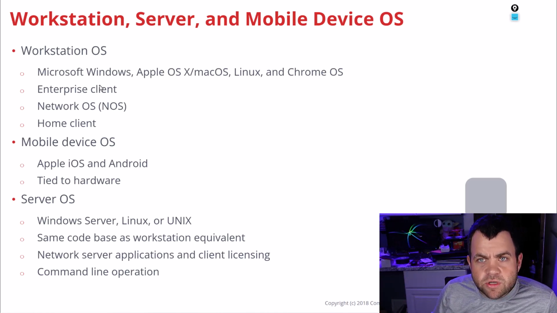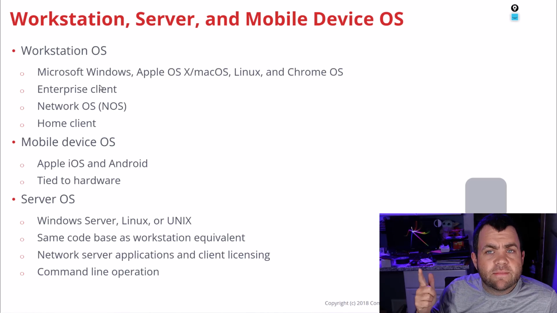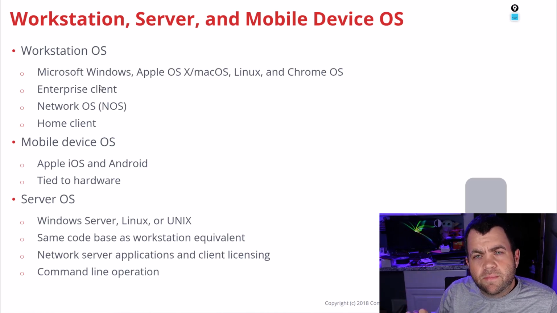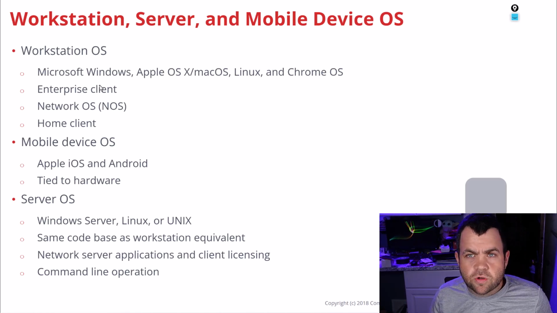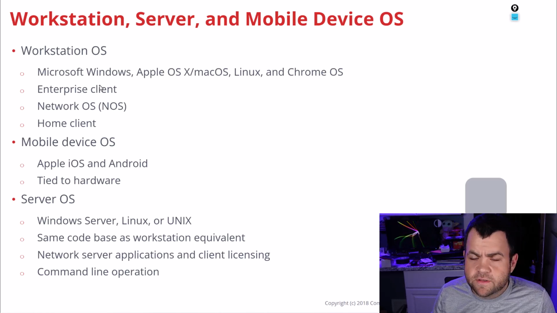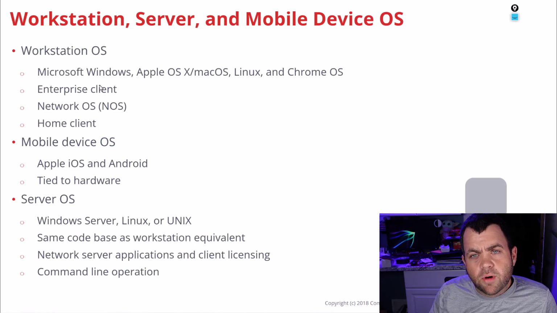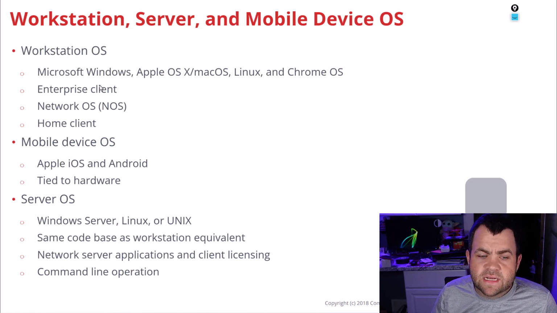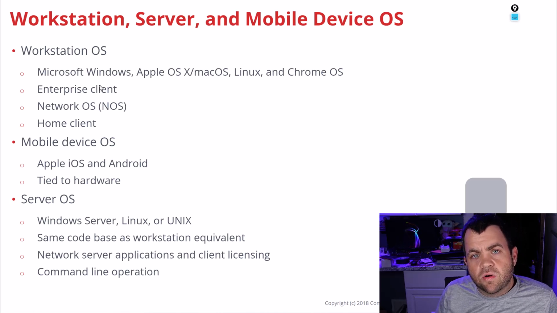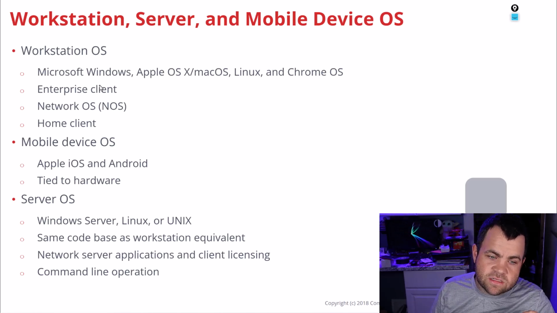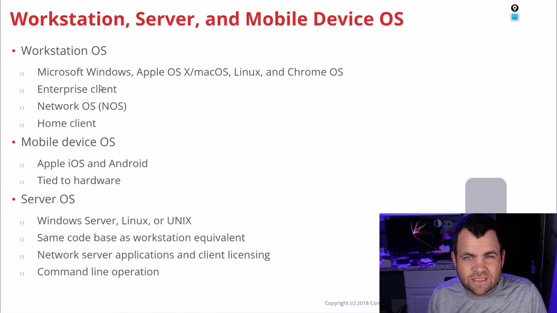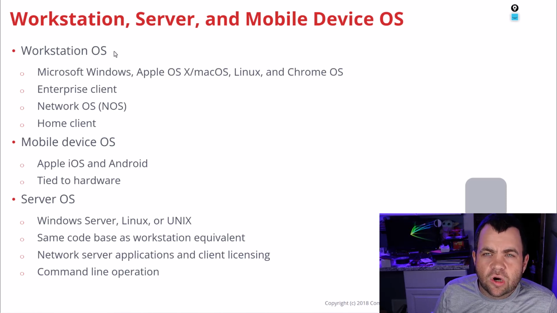Moving on to mobile devices, which means phones and tablets. Okay, those are the two things we're talking about when we talk about mobile devices. The big players are Android and Apple iOS. Those are the two big camps. There used to be Microsoft, there used to be Palm, there used to be other mobile operating systems, but the two big ones now are Apple iOS and Android, and those tend to be tied to the hardware, so you can't interchange them. I can't install Android on my iPhone, and I can't install iOS on the newest Samsung. That's just not how it works. It's tied to the actual hardware itself.